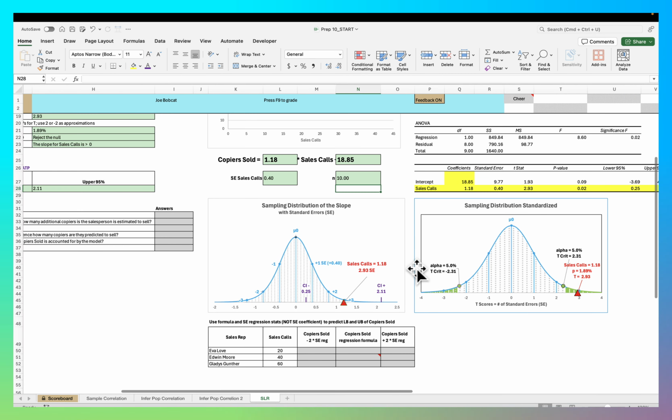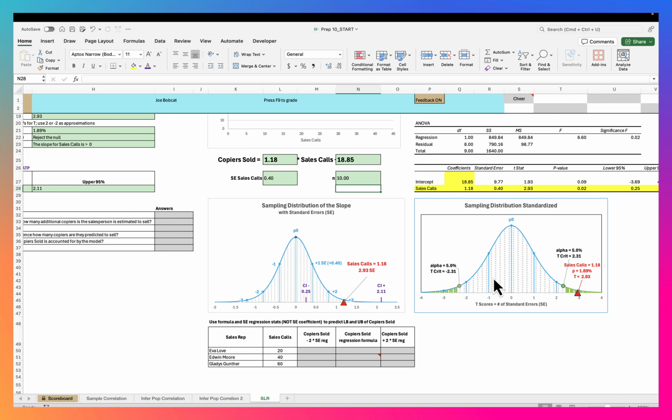All right. So what's going on here? Here is the sampling distribution of the slope. So again, that's because that's what we're working with is the slope. This would be a slope of 0. We are more than 2 standard deviations. Remember, more than 2 is always a big deal. We're at 2.93 standard errors or standard deviations of the sampling distribution. Our value 1.18 is over there. And that, as you can see here in the standardized graph, definitely is in the rejection region.